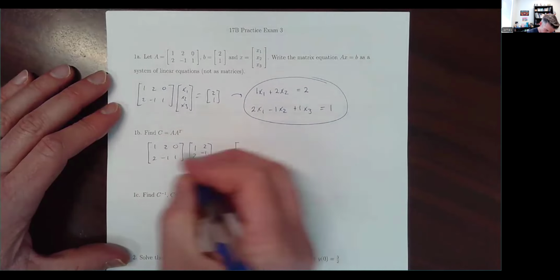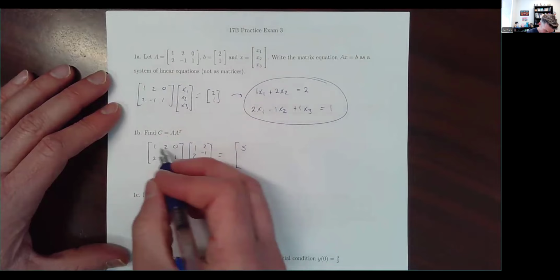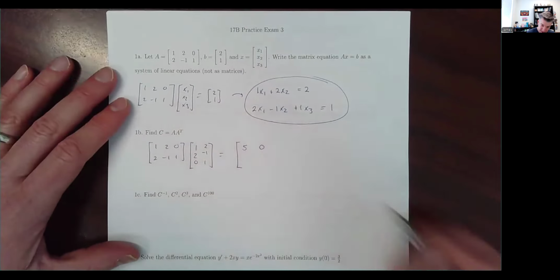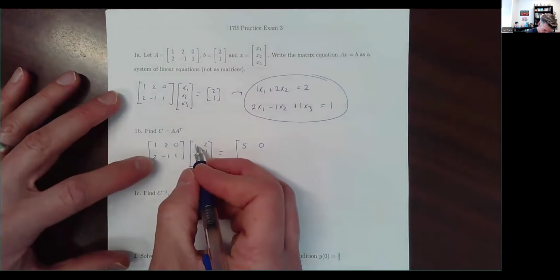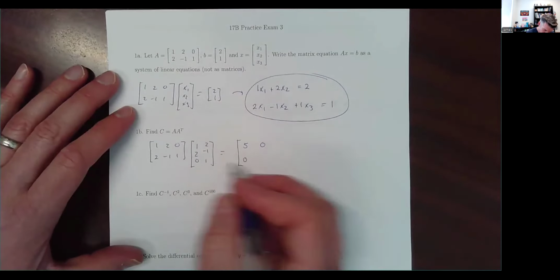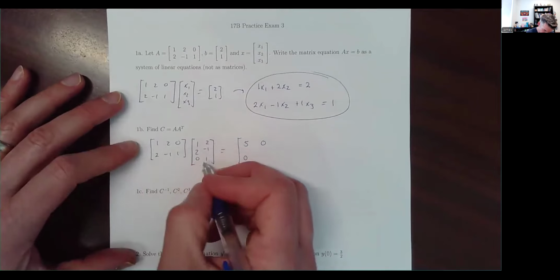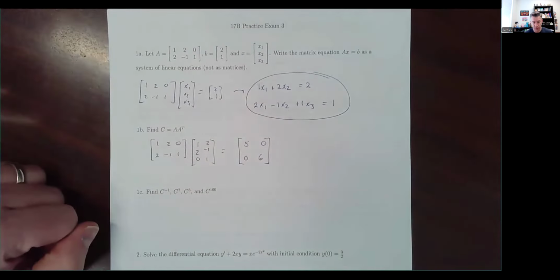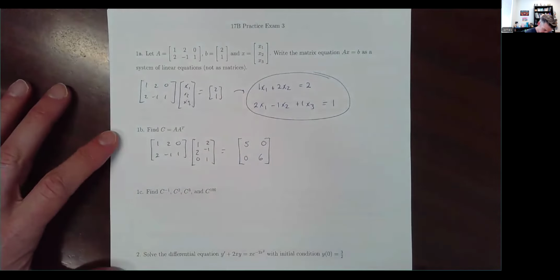So 1 times 1 plus 2 times 2 is going to be 5. This dotted with this is 2 minus 2 plus 0. This with this is again 2 minus 2 plus 0. And then this row with this column is 2 plus 1 plus 1, which is 6. Cool. Let's find C inverse.